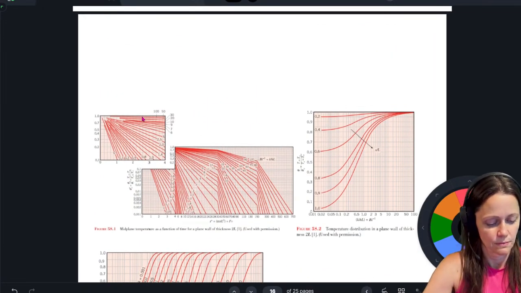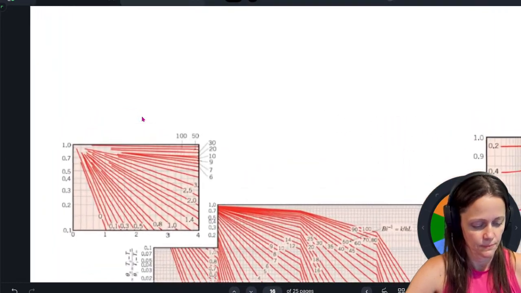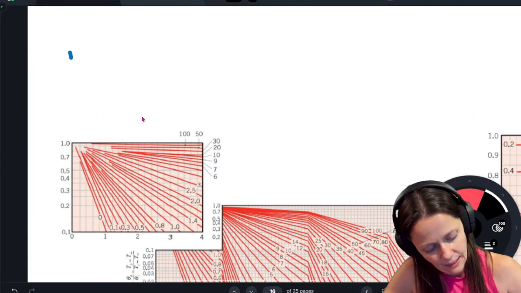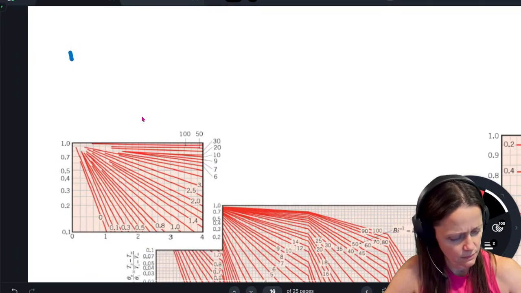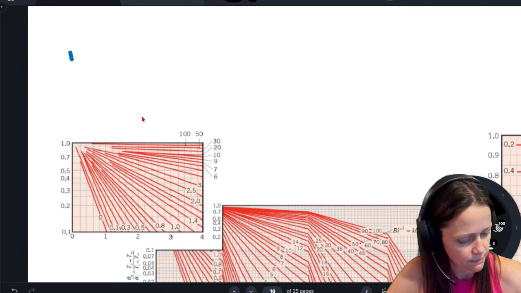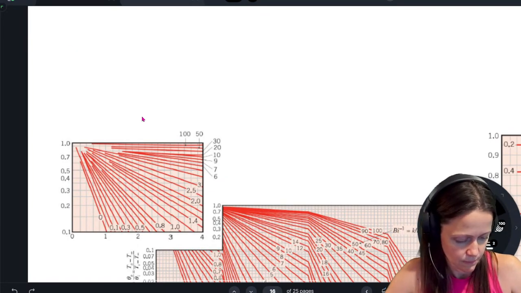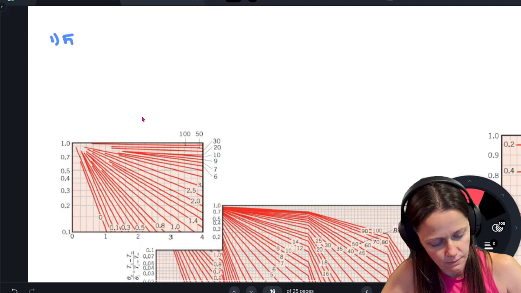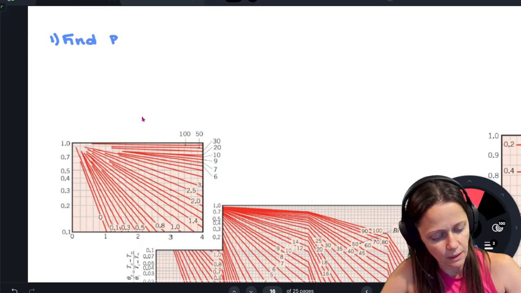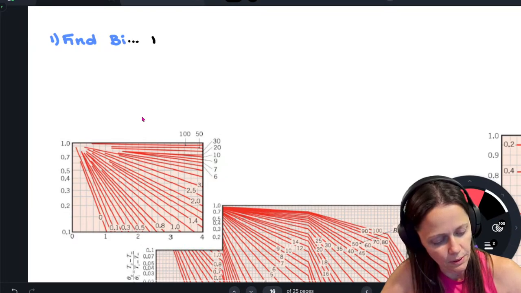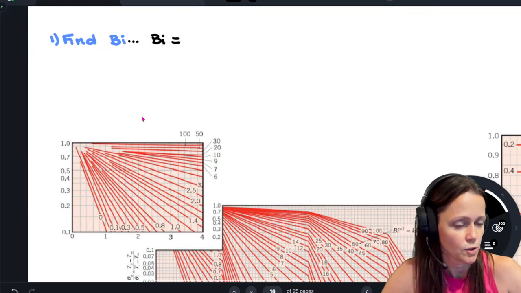So, remember, going back to the very beginning, I found my Biot number. Find our Biot number. And we had found that our Biot number is 0.26.